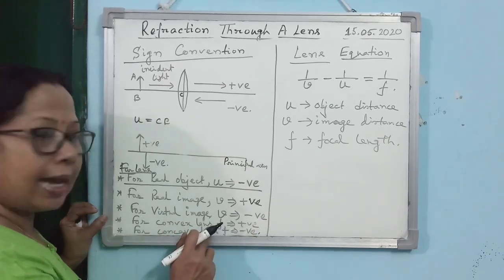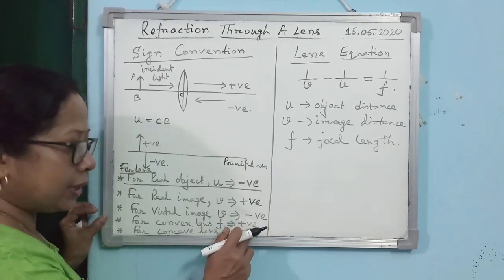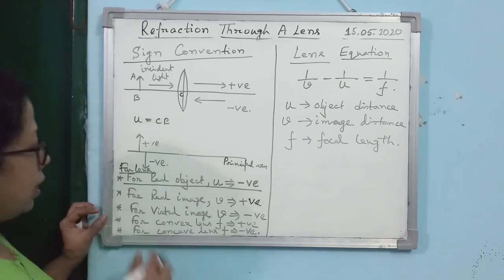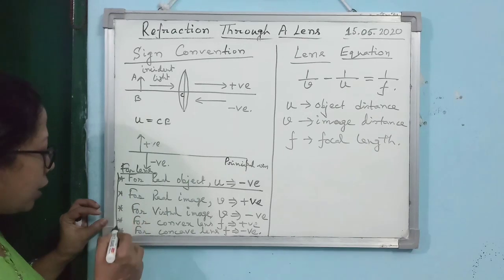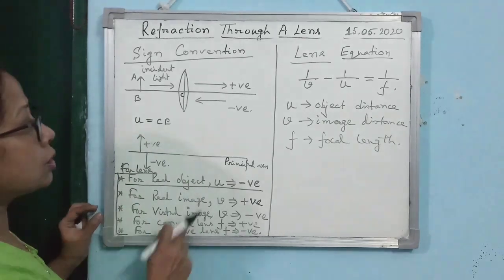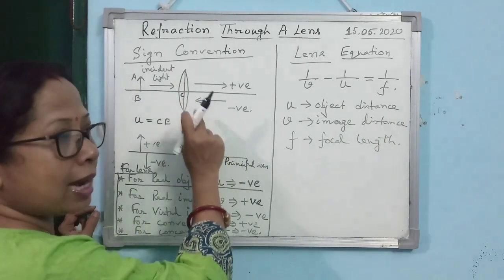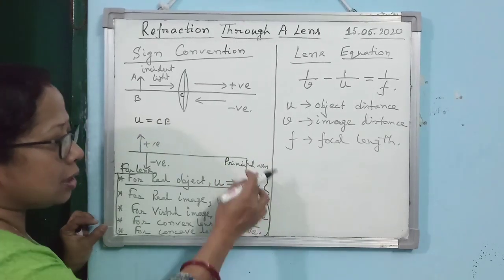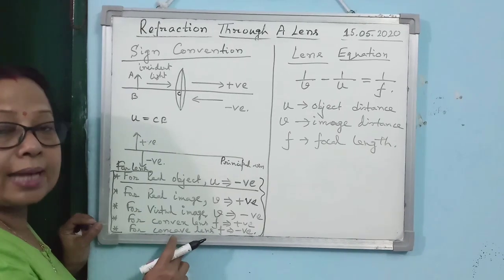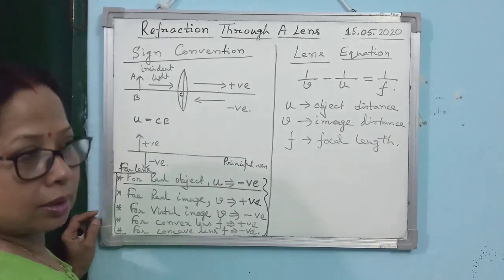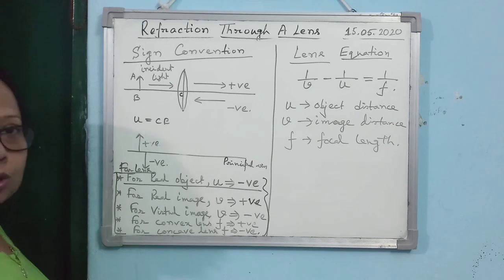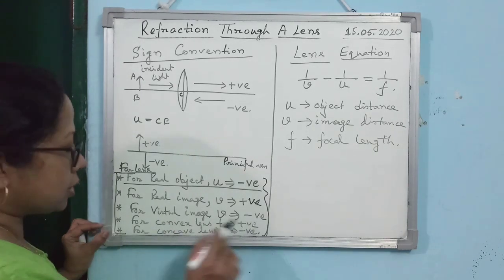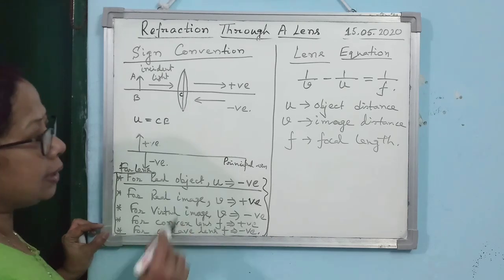For a convex lens, focal length is positive and for a concave lens, focal length is negative. So these are the points. Those who are not able to use the sign convention, as I have said all the three points, kindly learn this so that at least you can solve the numericals. Clear to everybody? I hope so. I repeat, for a convex lens focal length is positive and for a concave lens focal length is negative.